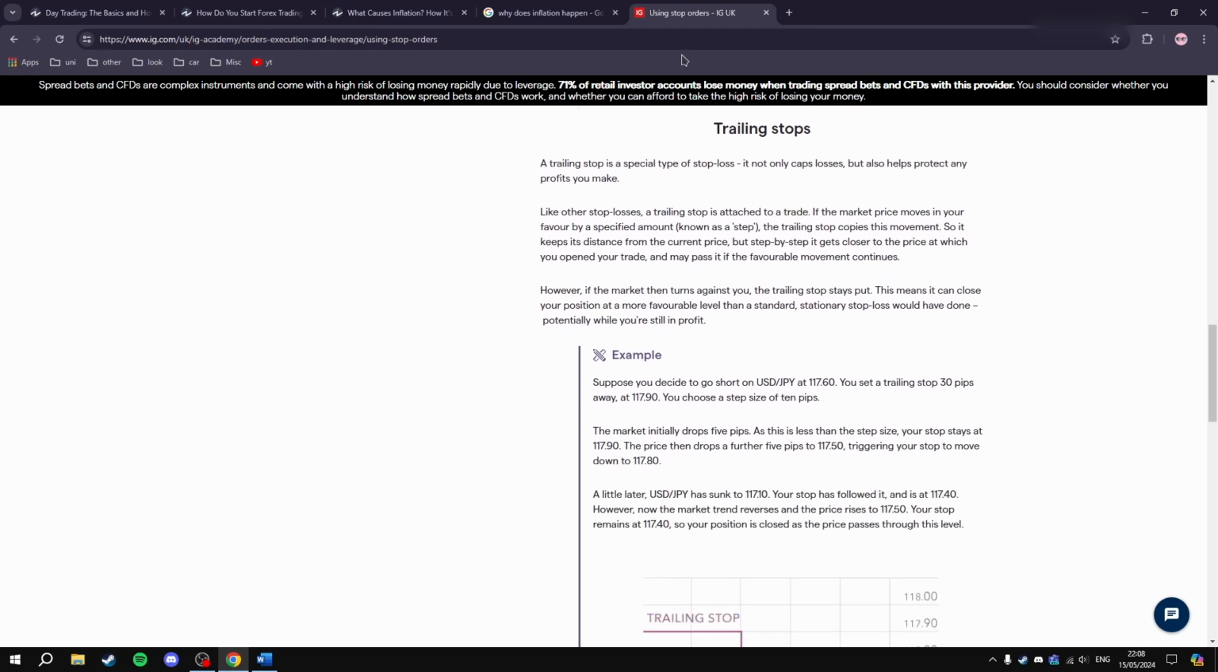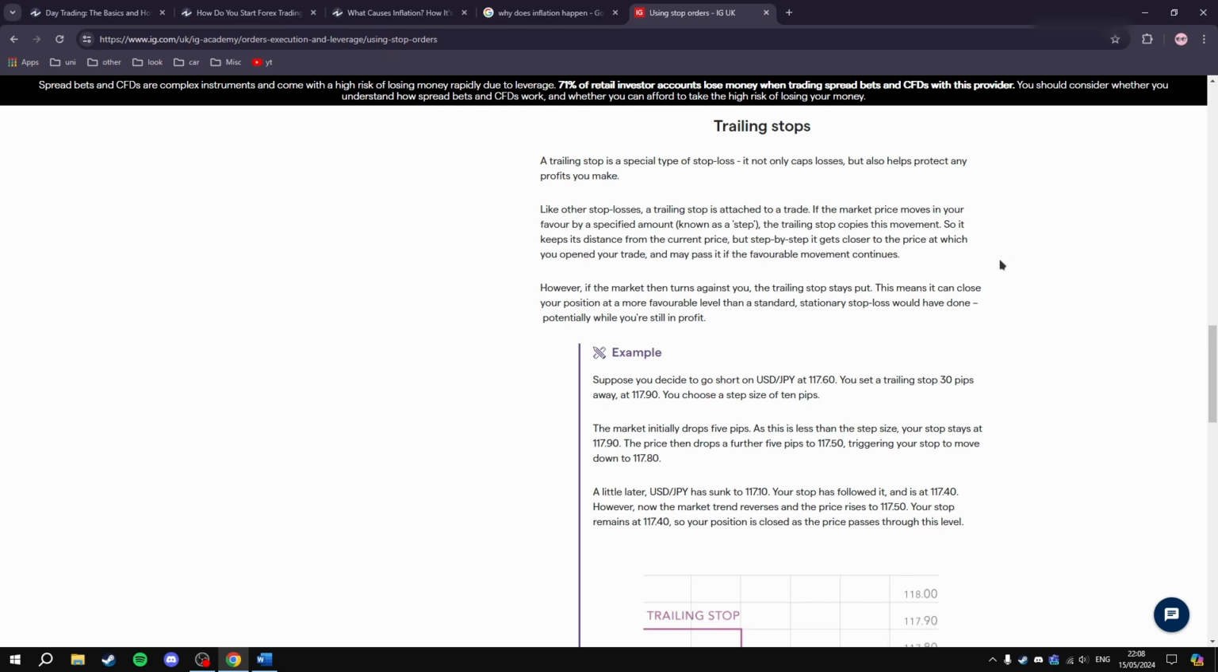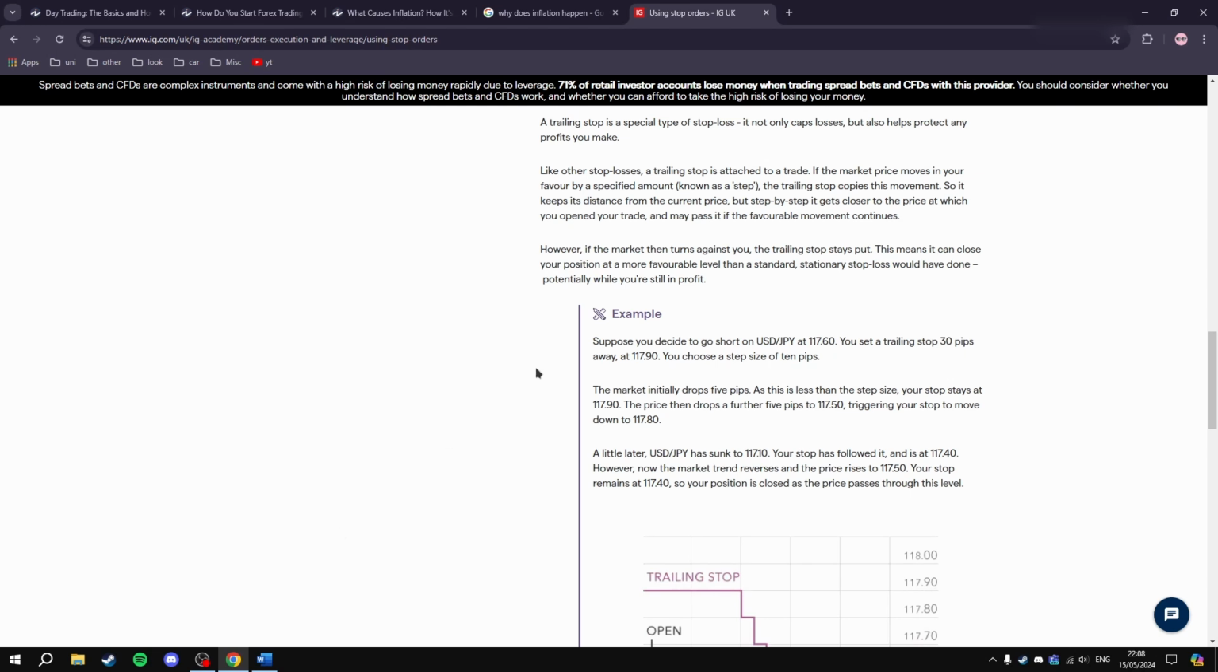Trailing stops. A trailing stop is a special type of stop loss. It not only caps losses, but also helps protect any profits you make. Like other stop losses, a trailing stop is attached to the trade. If the market price moves in your favour by a specific amount known as a step, the trailing stop copies this movement. So it keeps its distance from the current price, but step by step it gets closer to the price at which you opened your trades, and may pass it if the favourable movement continues.